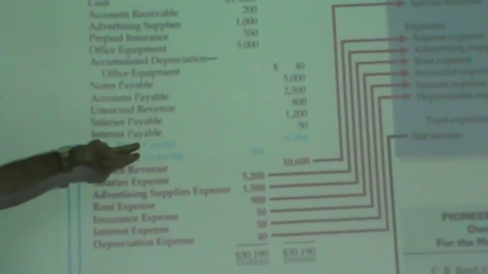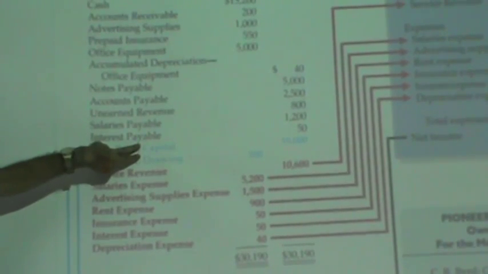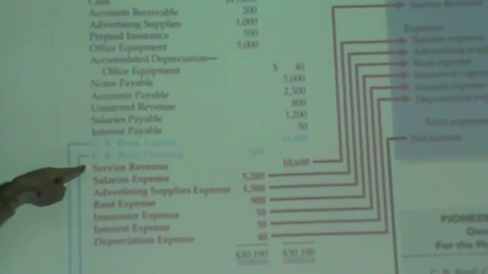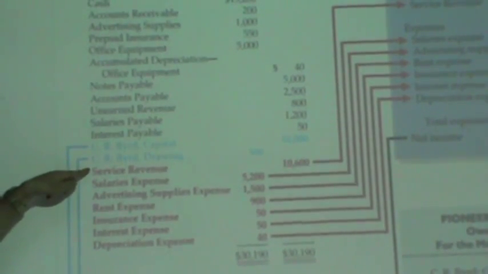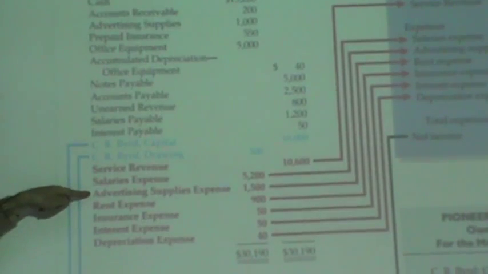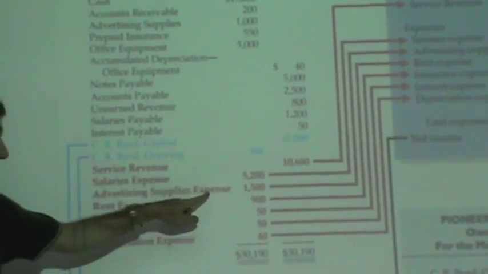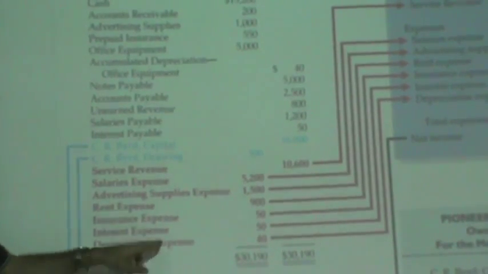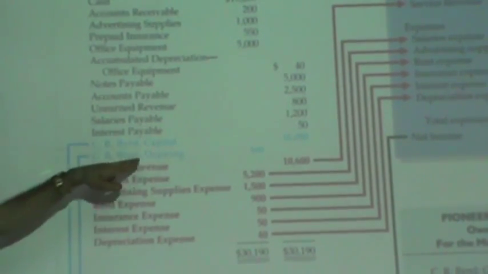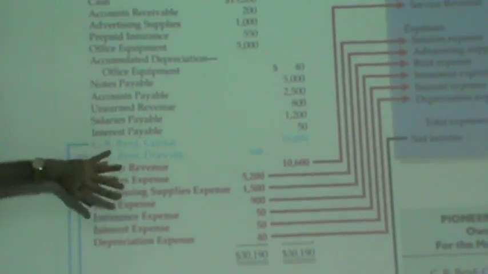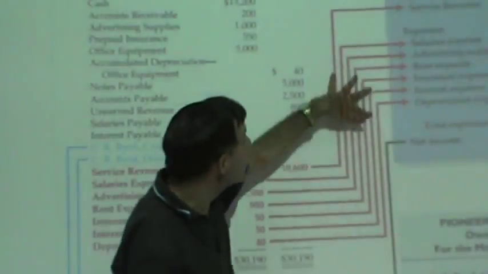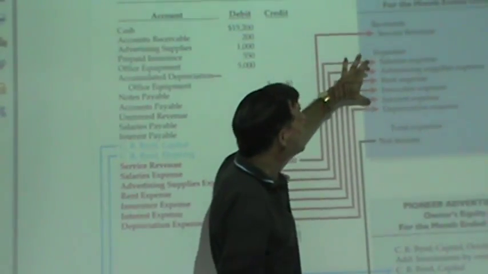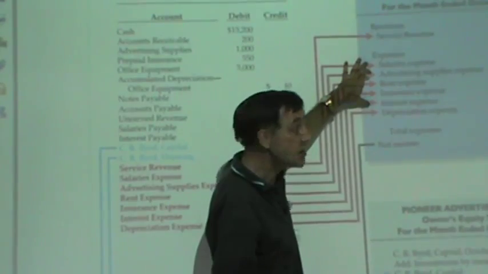This one, capital and drawing, is actually affecting the equity. And now you see the red ones: service revenue, income statement, expense, income statement, expense, expense. So all of these revenues and expenses, which are in red color, you see how you copy them, and you copy the revenue separately and you copy the expenses separately.